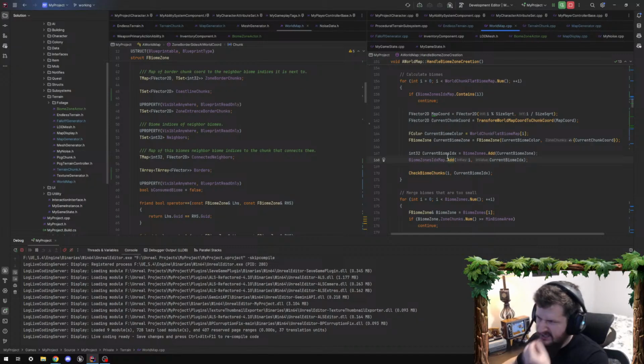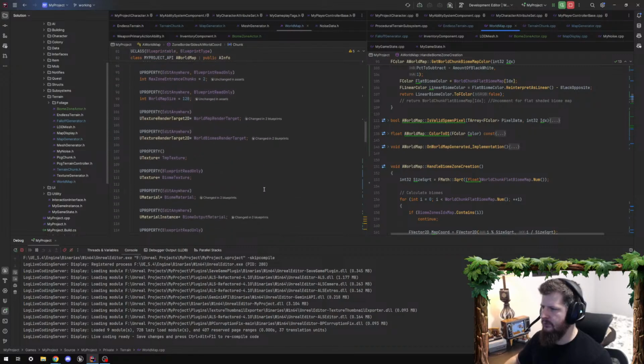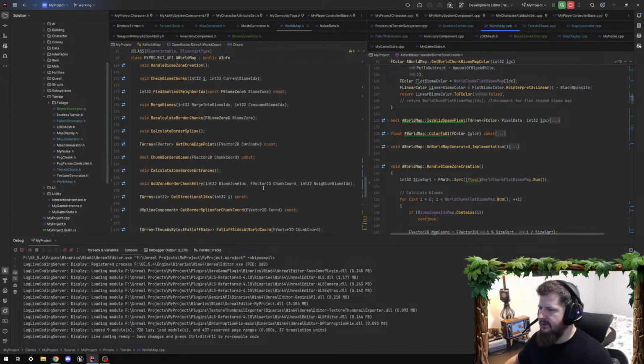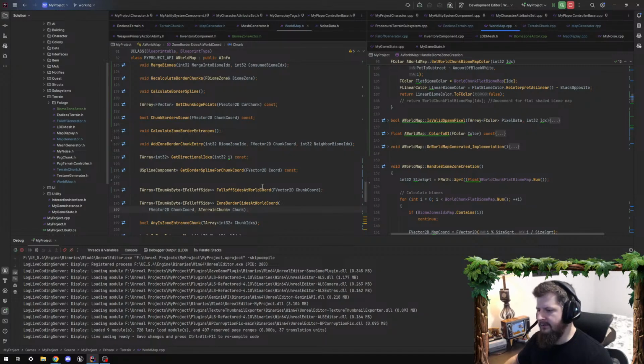Okay, so I was going to do a bit of a refactor, and I kind of started some of it already this morning. But I want to move some of this functionality into its own class. Now, I was trying to decide whether I wanted all the biome stuff in its own actor, or maybe just its own object, or maybe a component.